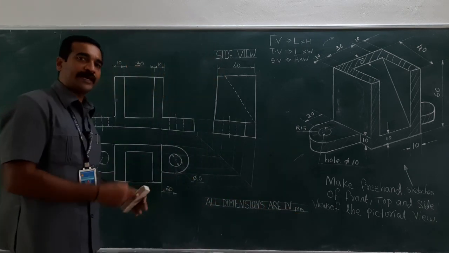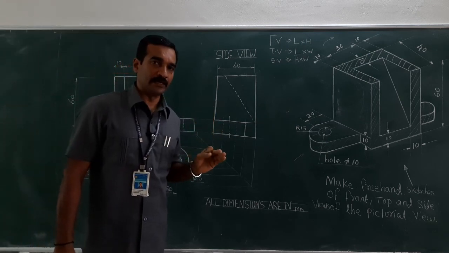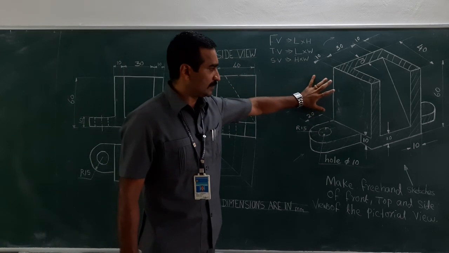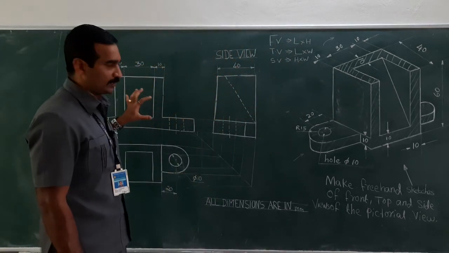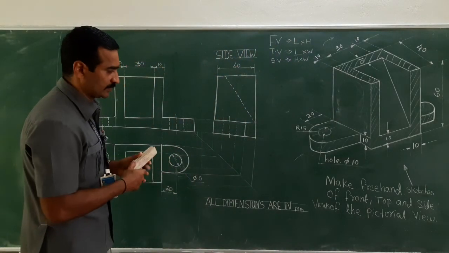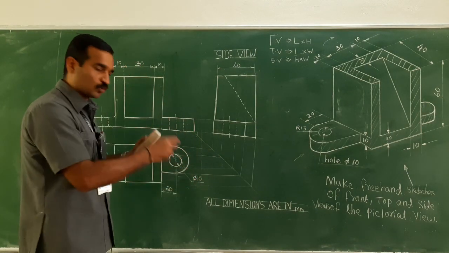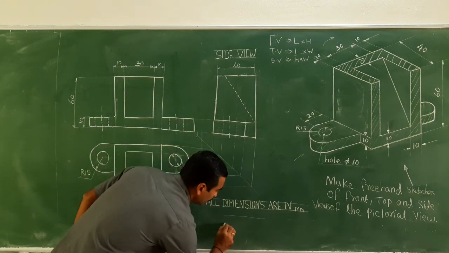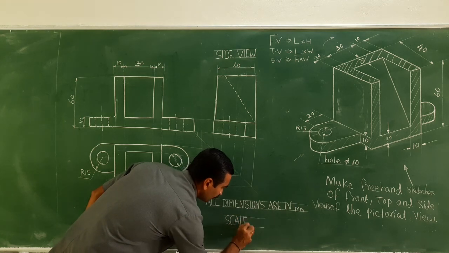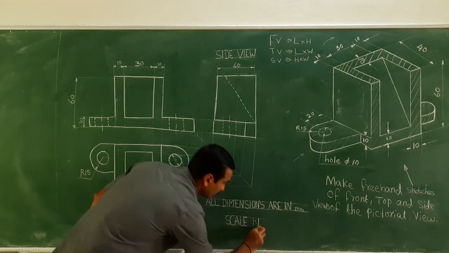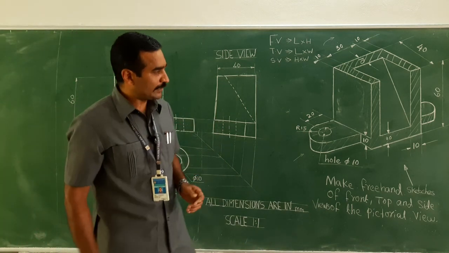And as far as scale is concerned, there are three types of scale: true scale, reduced scale and enlarged scale. As far as this pictorial view is concerned, whatever the original dimension given, the same thing I just used here. Therefore, I haven't enlarged or reduced the scaling. So I use the true scale as it is. So the scale should be 1:1. That is true scale. Fine.